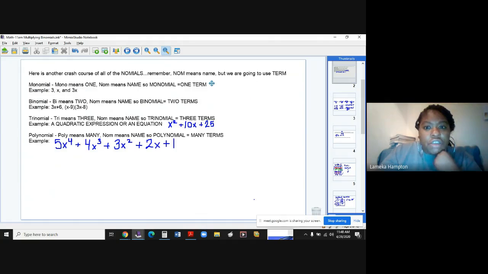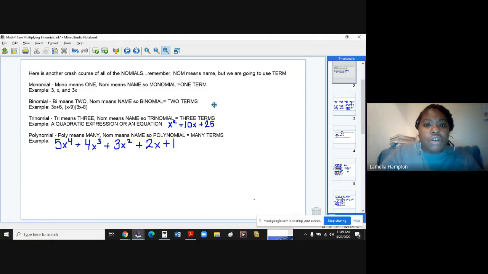Starting with monomial. Mono means one, like a monologue, somebody talking to themselves, a one-sided conversation. Nom means name, so a monomial has one term. For example, the number 3 is a term by itself. The letter x is a term by itself. I can also put them together, and that can be represented as a monomial. Remember, monomial means one term.